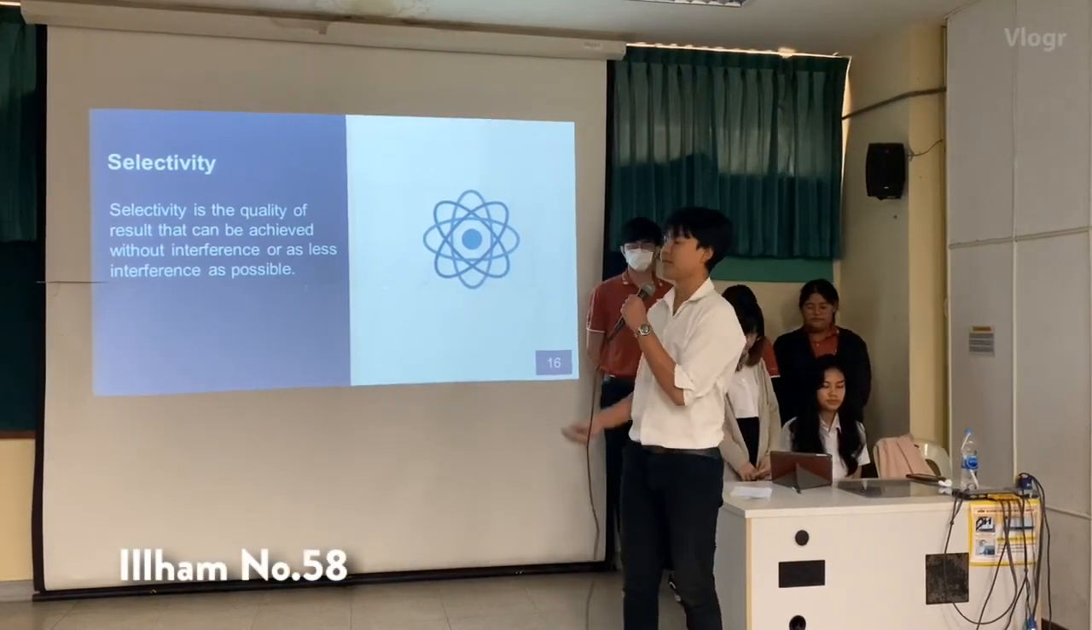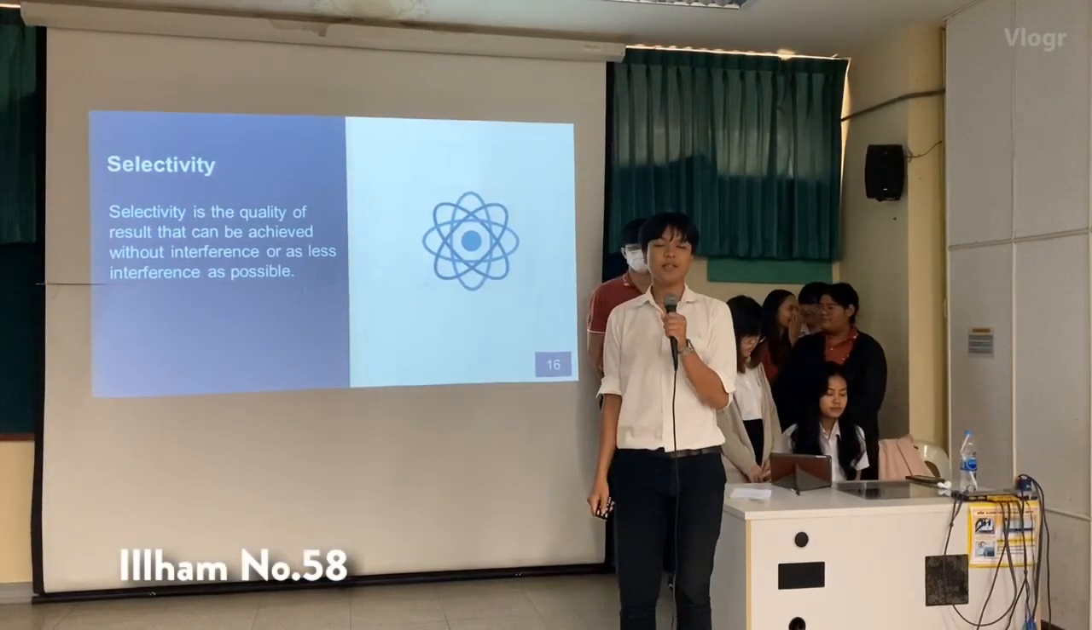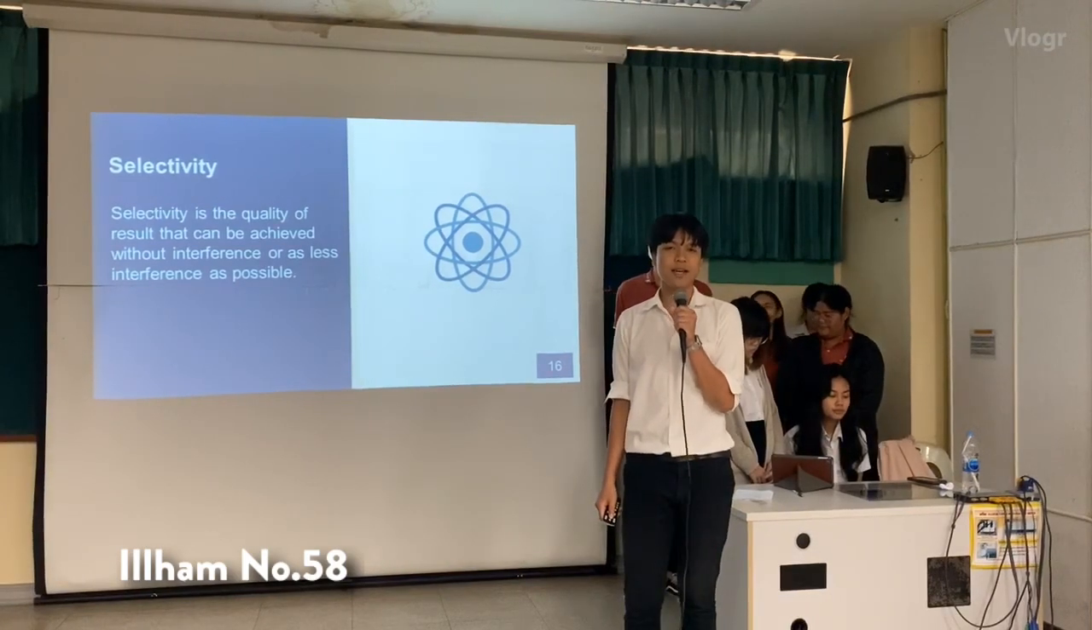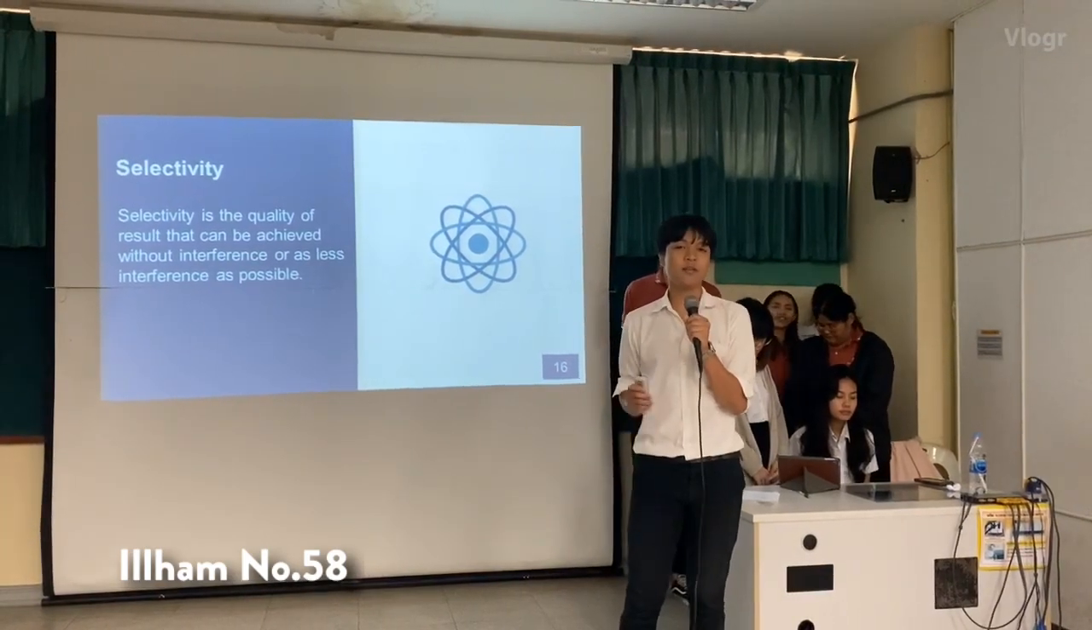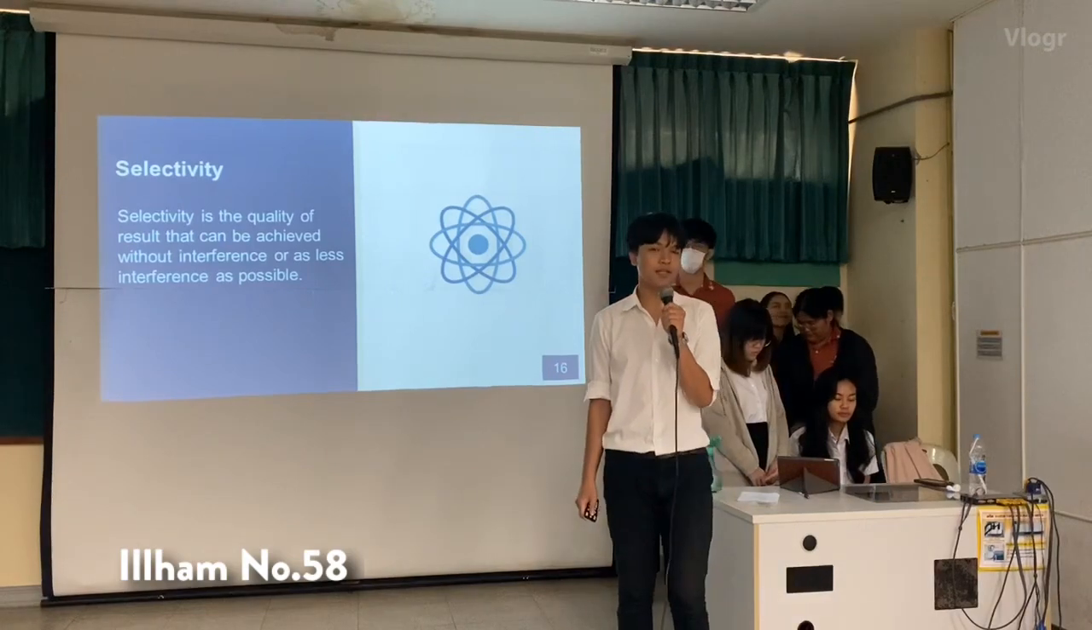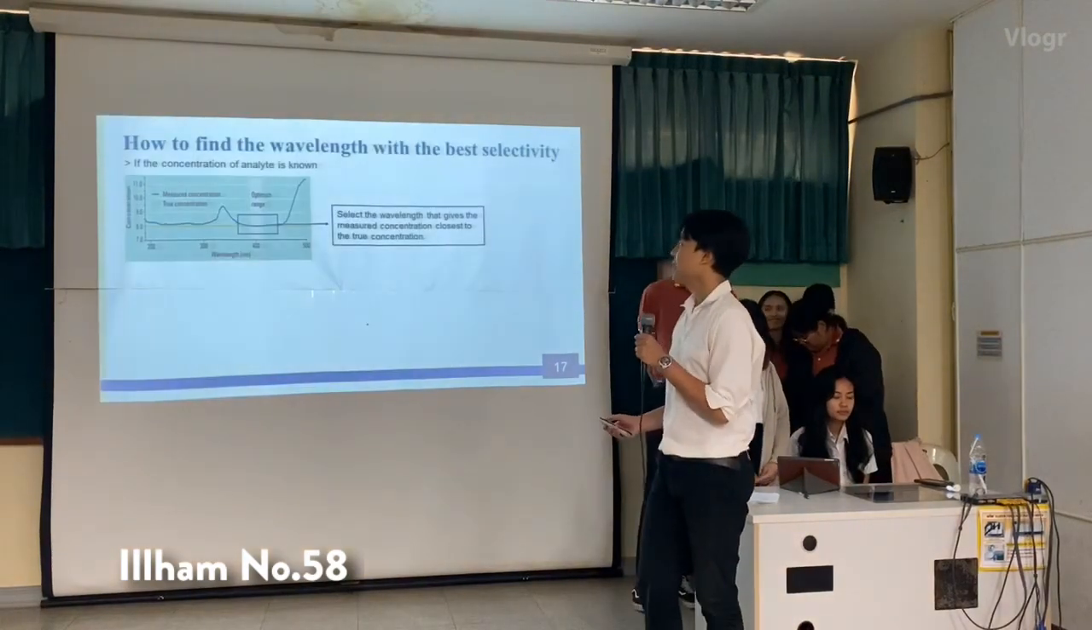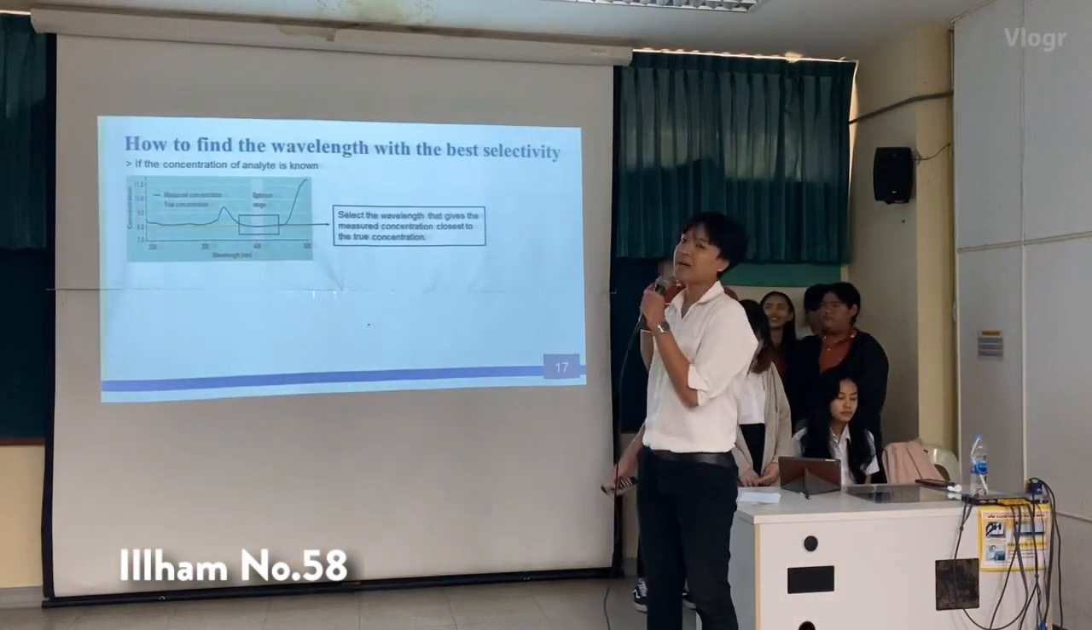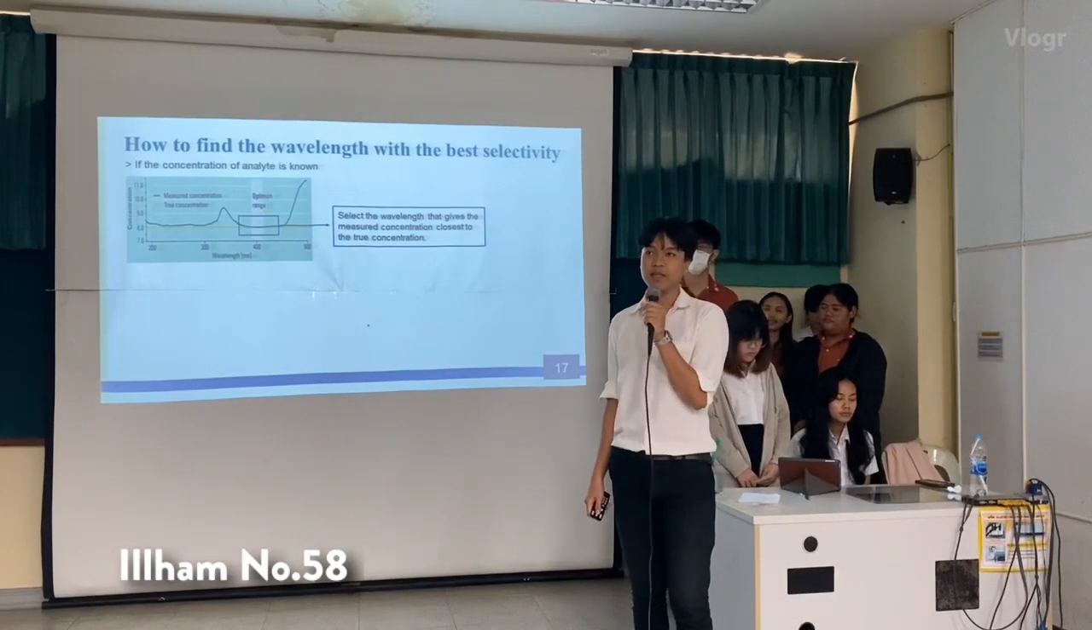Okay, the last topic is selectivity. Selectivity is the quality of the result that can be achieved without interference or with as little interference as possible. Okay, so how to find the wavelength with the best selectivity?